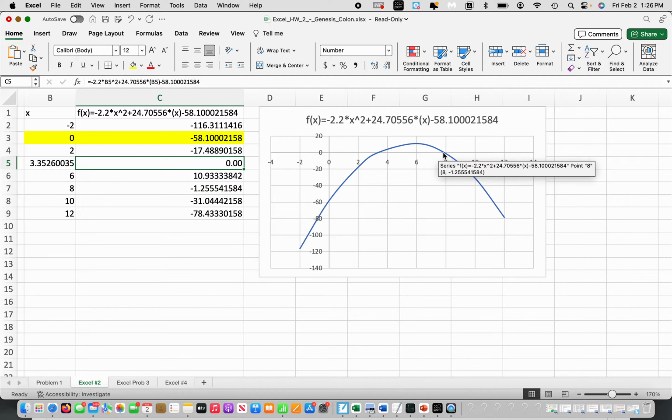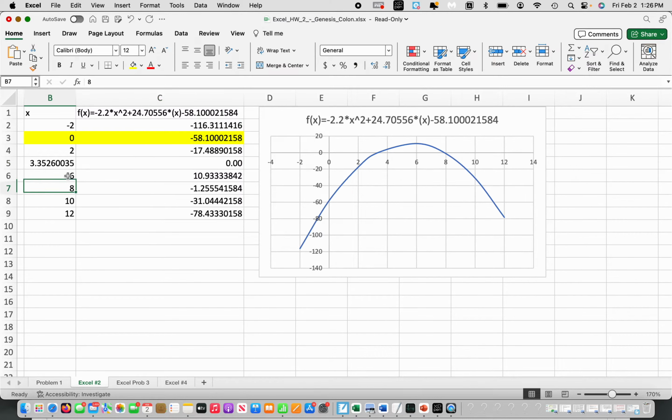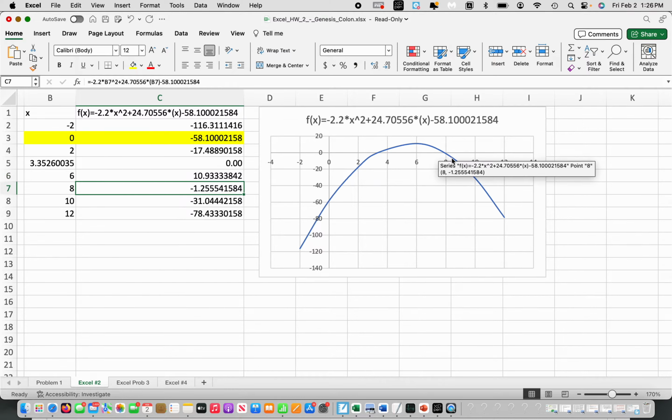But there's another one here. We can see that between 6 and 8, my output goes to negative 1.2. So that means somewhere between 6 and 8, it crosses the x-axis. I'm going to take this cell right here. This is closest, negative 1.2.